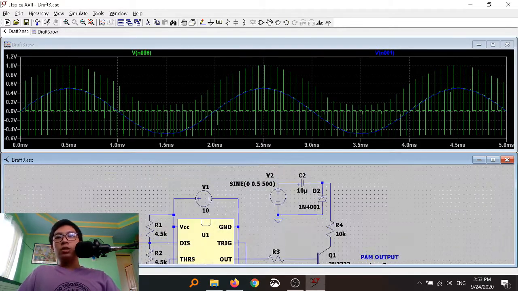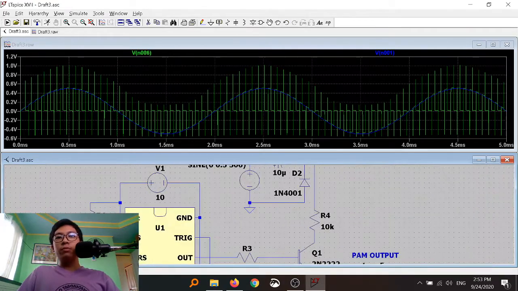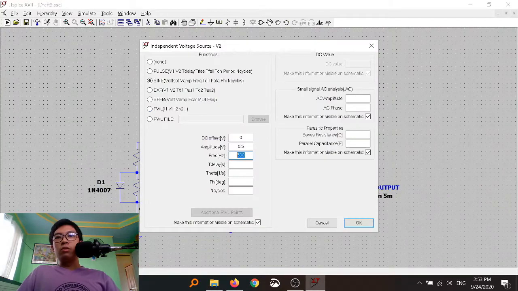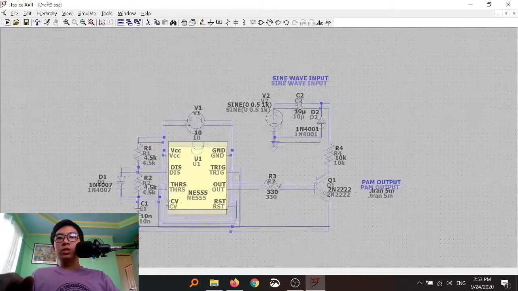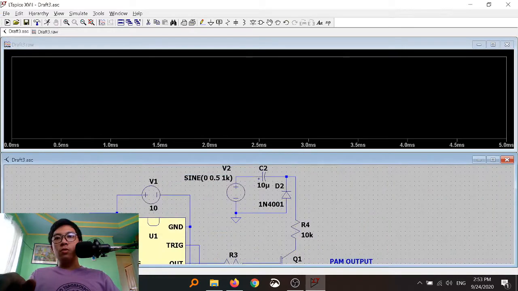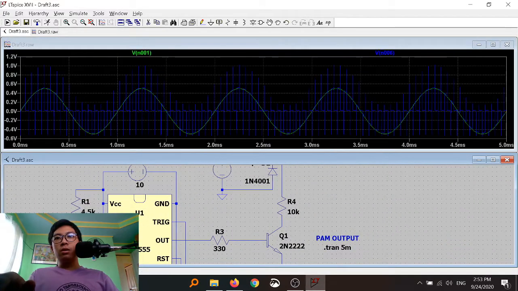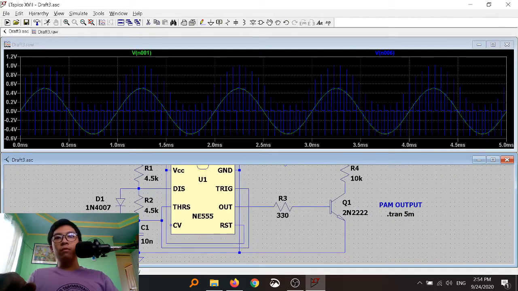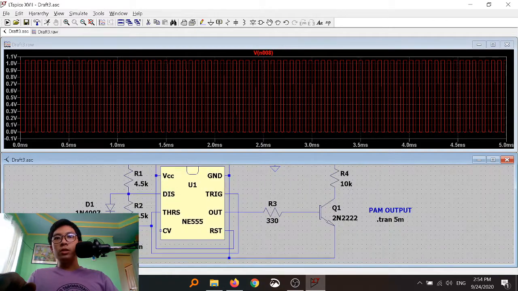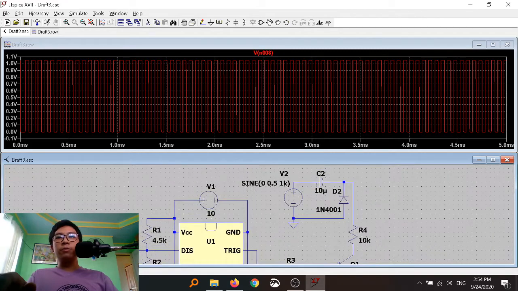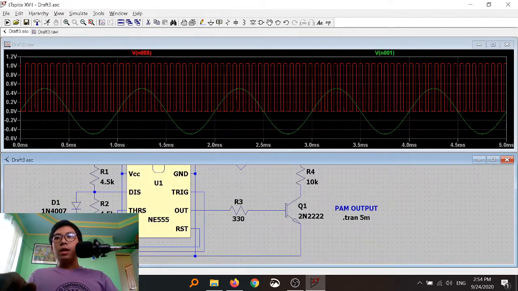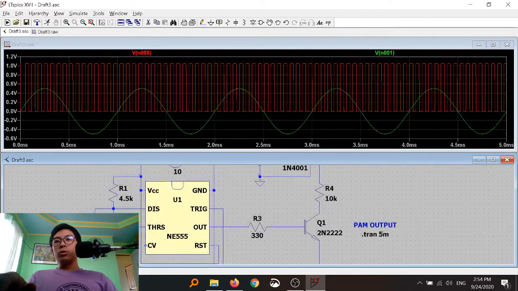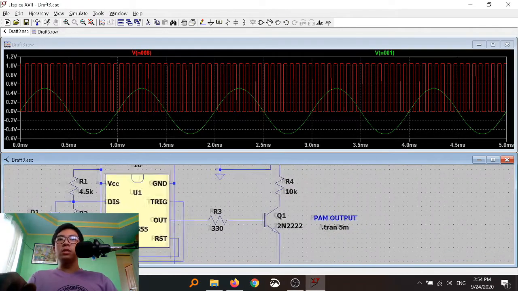So when we change the parameters of our sine wave input, let's see here, we change the frequency to, let's say, 1 kilohertz. And if we run that, we can see the wave like this, and we can see the pulse amplitude modulated wave there. So I showed you the digital wave. So here is the digital wave. You can see that it has a high frequency compared to the wave, and that it has 0 as the lower voltage limit, and almost 1 volt as the upper limit.